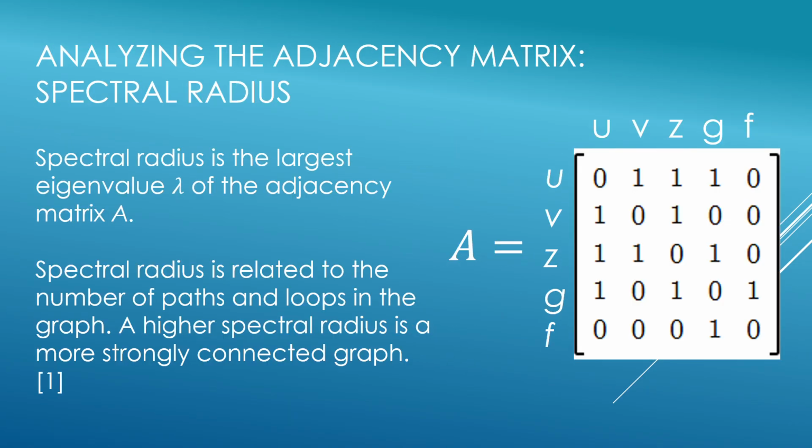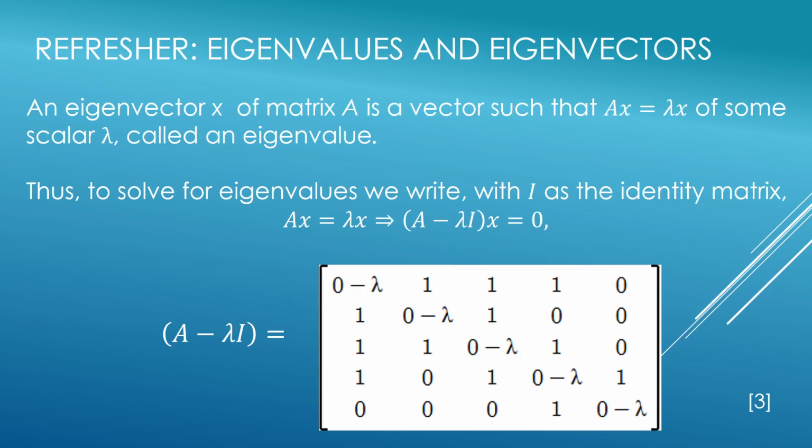So one thing that we can learn from just the adjacency matrix is the spectral radius. The spectral radius is defined as the largest eigenvalue, lambda, of the adjacency matrix A. The spectral radius is related to the number of paths and loops, and so the higher the spectral radius, the more strongly the graph will be connected. We could get into the weeds of why that is, but we're going to be looking more closely at an example later on, so we're just going to say that the spectral radius is the highest eigenvalue, and the higher that is, the more strongly connected the graph is.